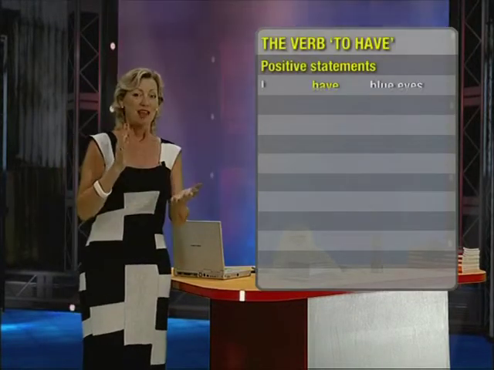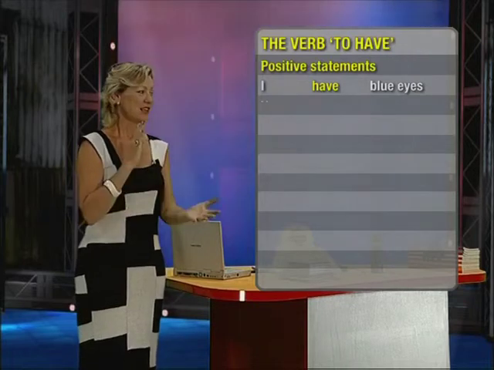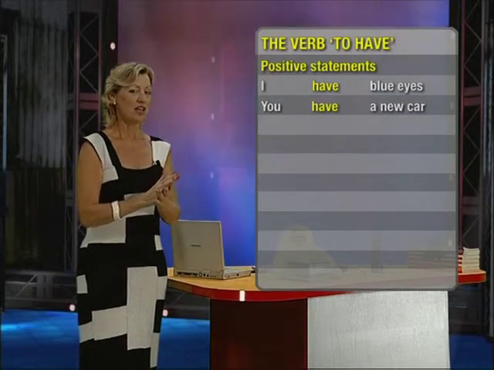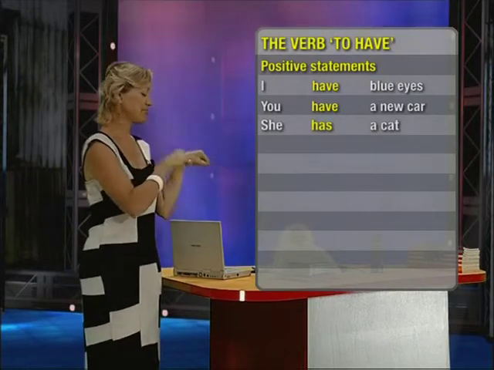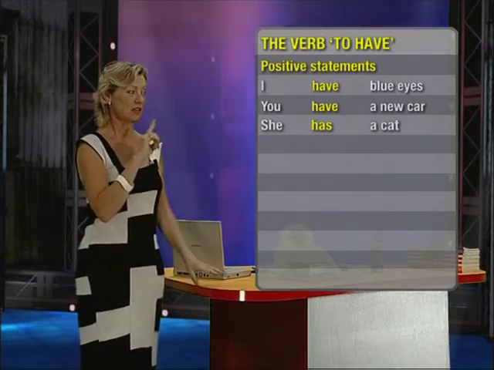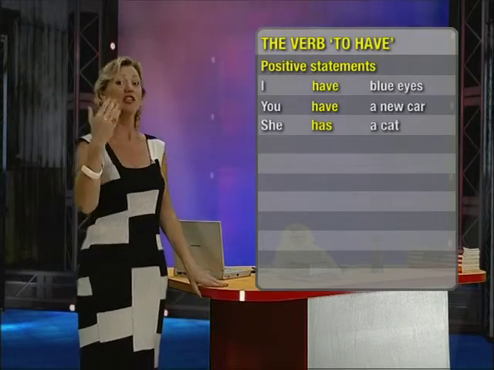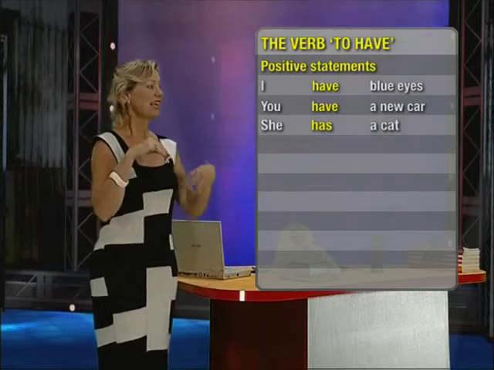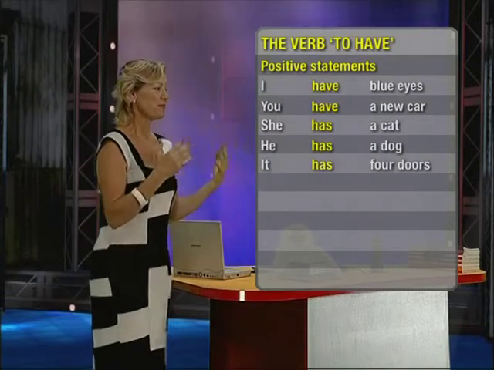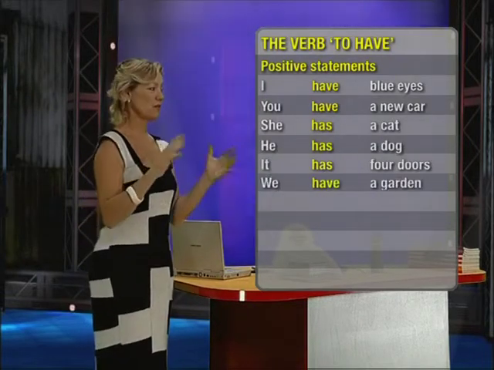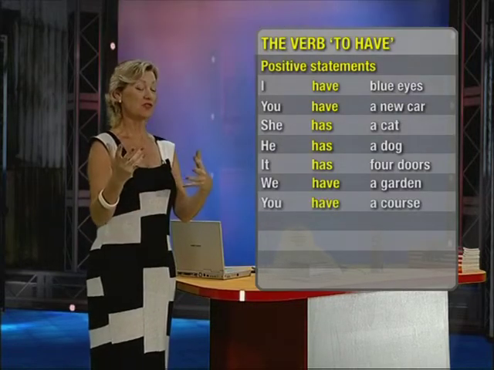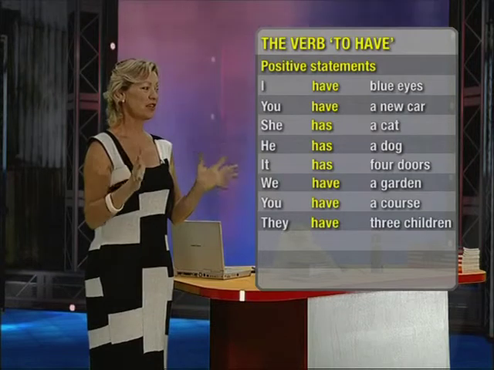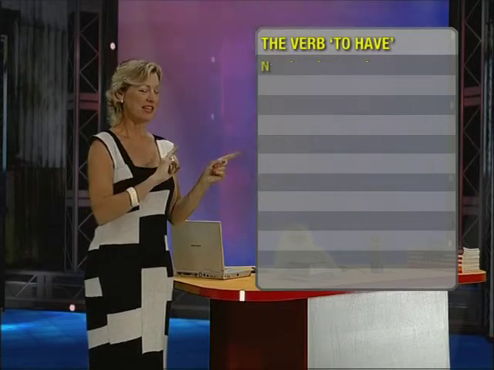So, the verb have. I have blue eyes. You have a new car. She has, third person, Mr. Snake, S. Look at the spelling, H-A-S. She has a cat. He has a dog. It has 4 doors. We have a garden. You have a course, an English course. They have 3 children.